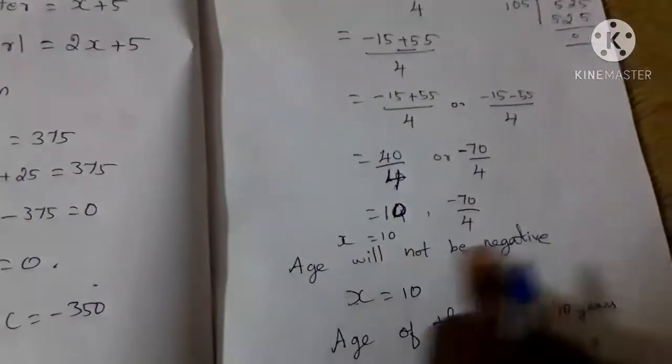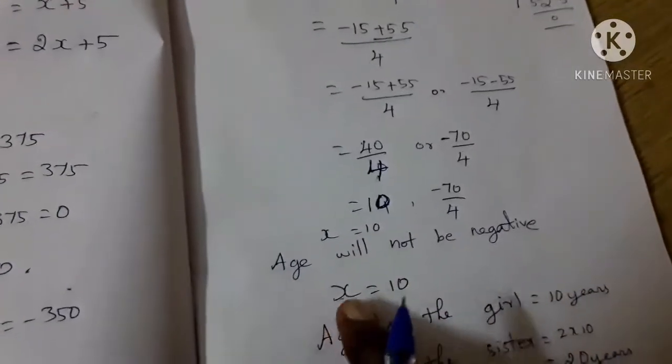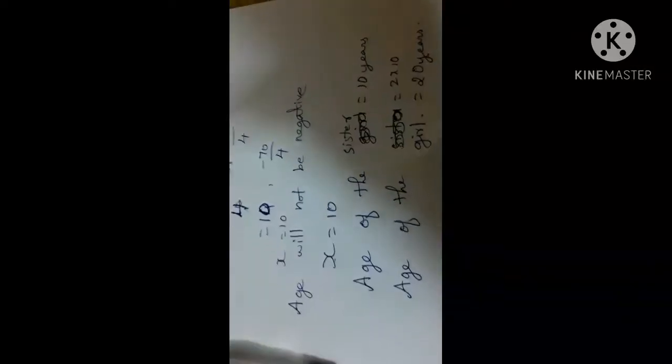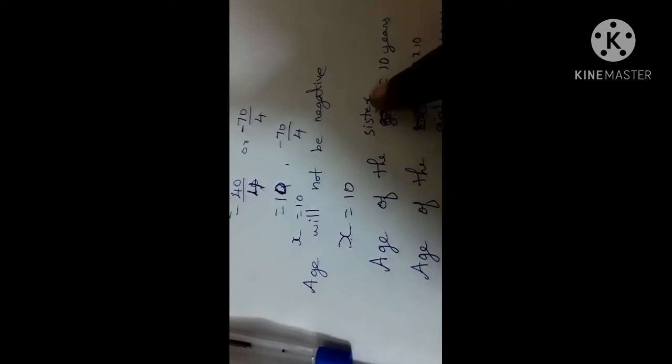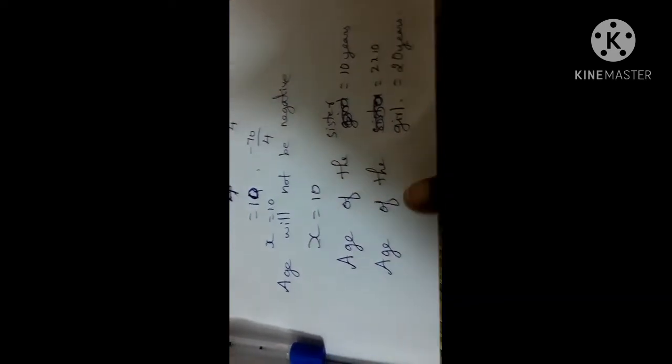The age will not be negative, so we take the positive, x is equal to 10. So the age of the sister is 10 years. The age of the girl is 20 years.